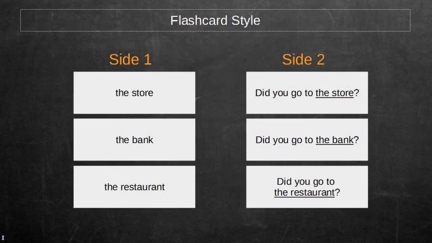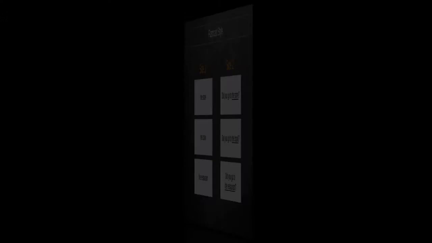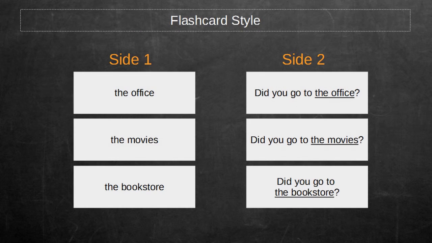To make flashcards, it would look like this. Side 1 would have the store. Side 2 would have, did you go to the store? Side 1, the bank, did you go to the bank? The restaurant, did you go to the restaurant? The office, did you go to the office? The movies, did you go to the movies? The bookstore, did you go to the bookstore?